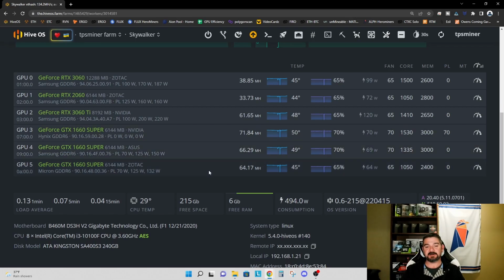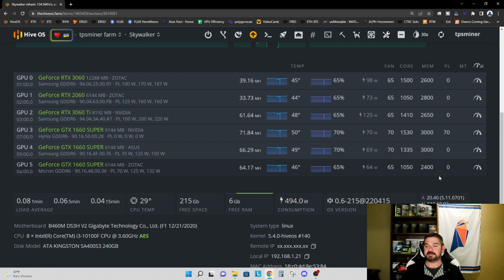So lastly, we talk about the Zotac with the Micron memory. And again, we were not able to adjust the core clock away from our baseline of 1050. If we moved above or below that core of 1050, we would see the hash rate decrease regardless of where we went. So again, it seems as though our baseline on this Zotac was the sweet spot for this card. Again, holding steady at 64.17 megahash at 64 watts.